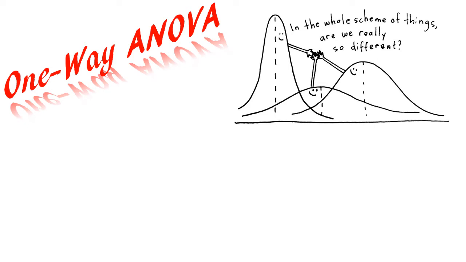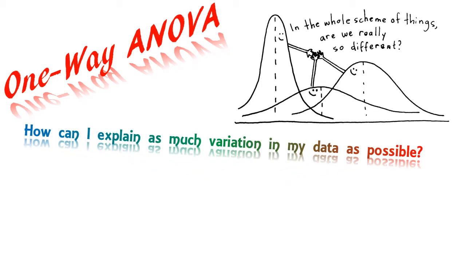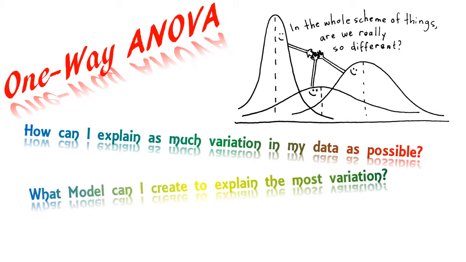Now this is another way of creating a model for your data. So let's take a step back for a moment and remember why we create a model and what the model is supposed to do. Our ultimate question when we look at our sample data is how can I explain as much variation in my data as possible? Total variation is a number that you calculate, and the goal is to explain as much as you can with the model, and that's the R squared number. So the second, more specific question is what model can I create to explain the most variation? And that's what your hypothesis is trying to show.